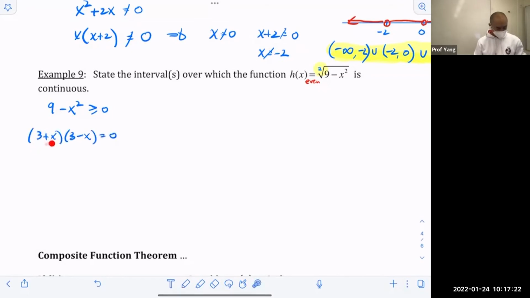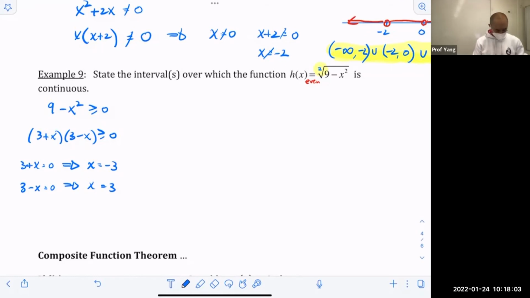We have 2 zero factors right here. So we know from the first zero factor, 3 plus x equal to 0, that tells us that x is equal to -3. If we have 3 minus x is equal to 0, that tells us x is equal to 3. And we're not done yet, this is the places where it crosses the axis.